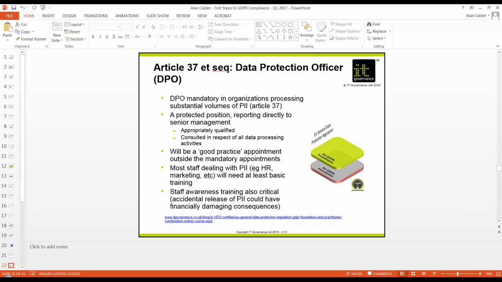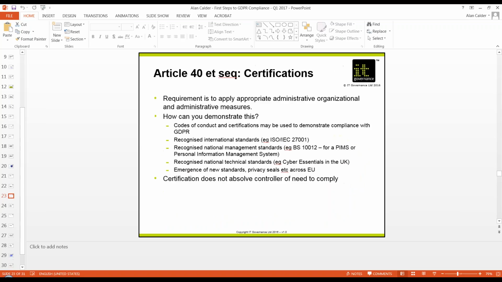So data protection officer, separate reporting line, typically not part of IT, more likely to be part of a compliance team or in a smaller organization, maybe a standalone role reporting to management.